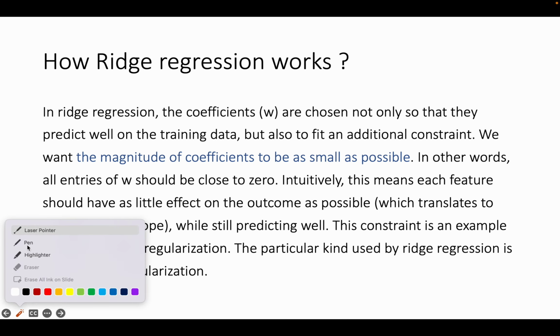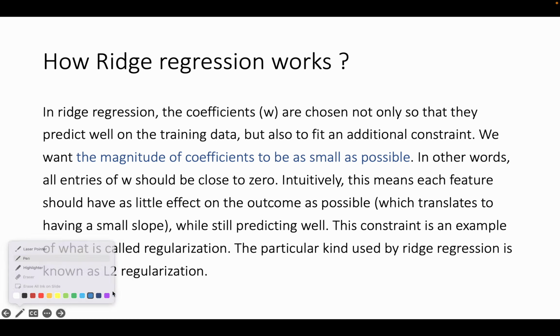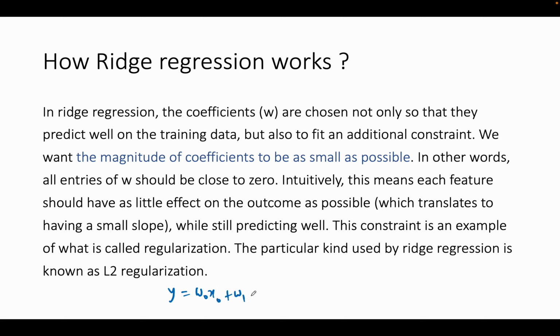So let me write down the formula first. We have y equals w0 x0 plus w1 x1, and this continues up till wn xn plus b, where b is the y-intercept. So the idea is to reduce these values of w so that they have little impact while training the model. There's a parameter which helps us do that, so we'll discuss that in the next slide.